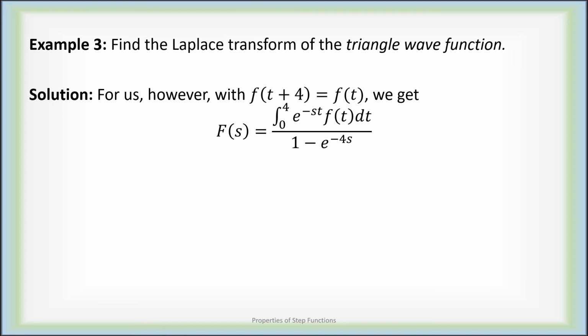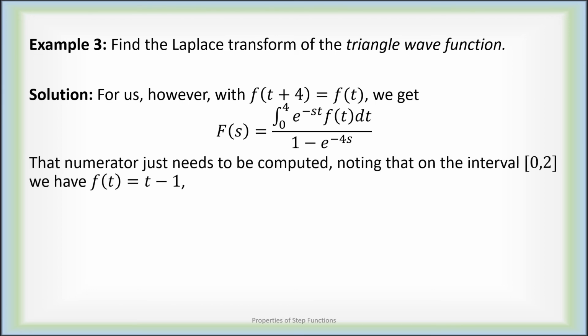But in our problem, we had f(t + 4) = f(t). So that formula for T equals 4 corresponds to this. The Laplace transform is given by the integral from 0 to 4 of e^(-st) f(t) dt over 1 minus e^(-4s). The numerator just needs to be computed. That denominator is what it is.